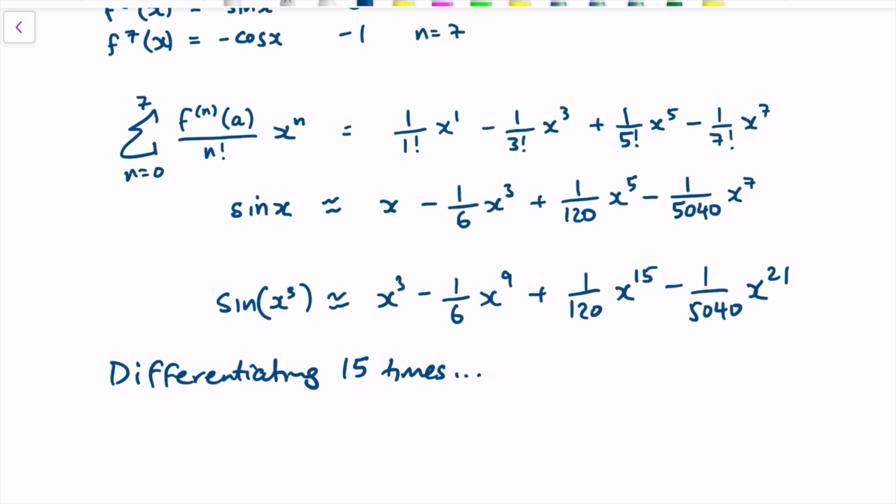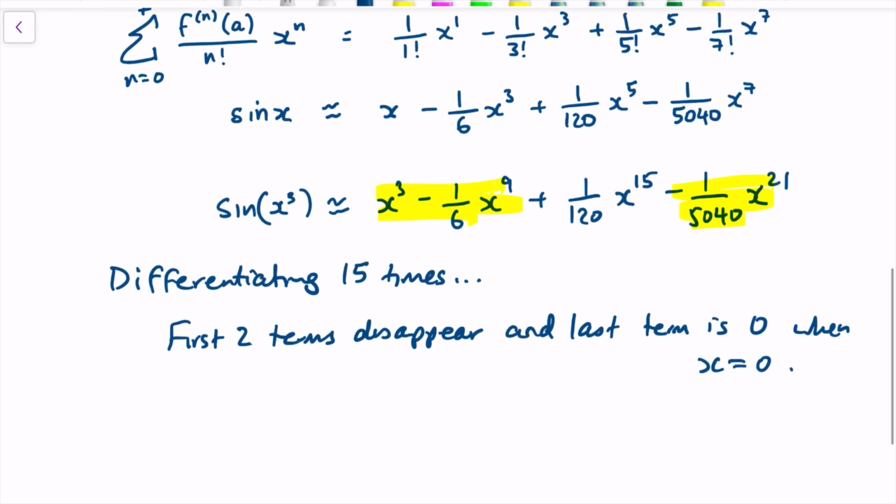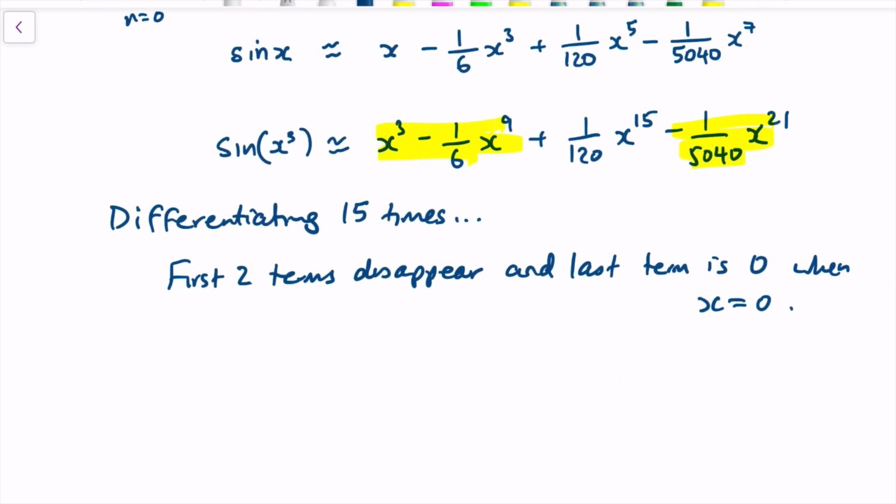The last term is not going to disappear. It's going to be x to the power of something, and then we're going to sub in 0 into it. So these 2 terms here will disappear. This term here will be 0. First 2 terms disappear, and last term is 0 when x equals 0. So we just need to consider what happens with that third term.